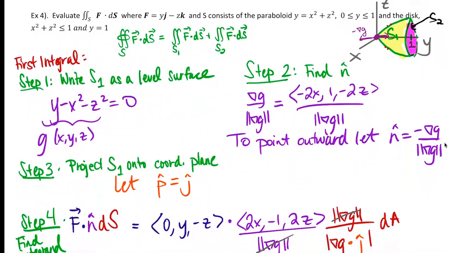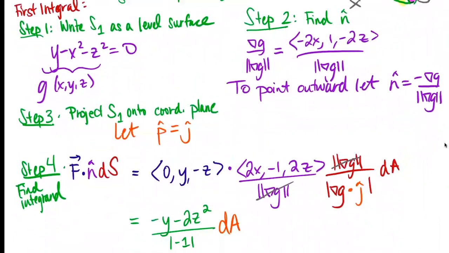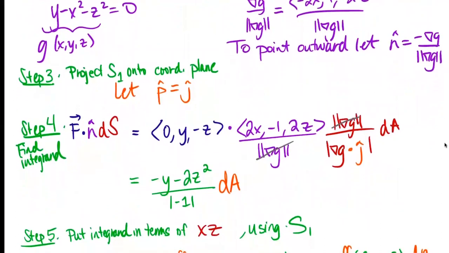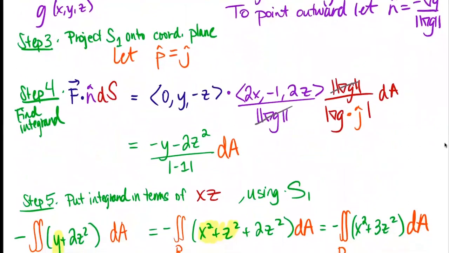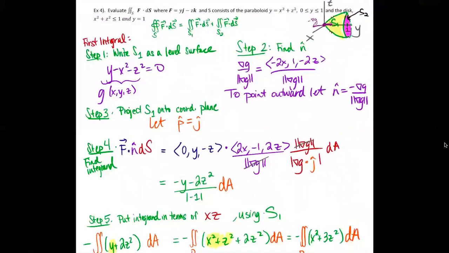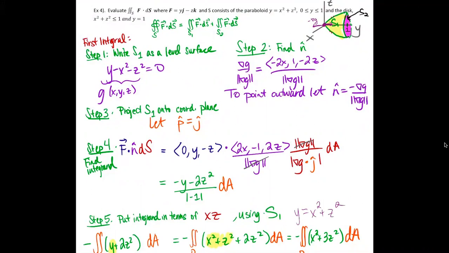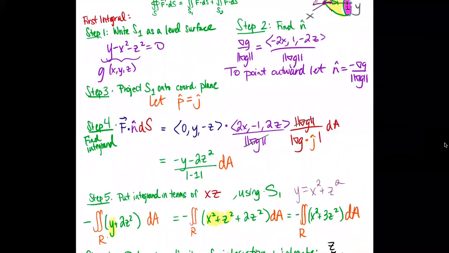And then we're going to do some simplifying. So now I find F dot n dS, which is going to simplify to be negative y minus 2z squared dA. And I've decided to project onto the xz plane, so I need to put everything in terms of x and z, using the fact that S1, my surface itself, is y equals x squared plus z squared. So everywhere I see a y, I'm replacing it with x squared plus z squared. That's what I've highlighted in yellow there.